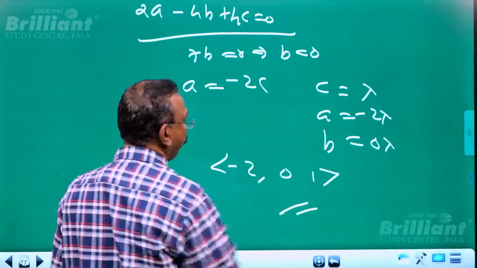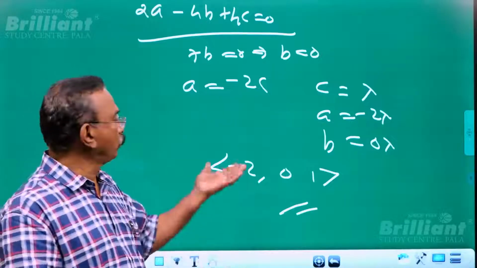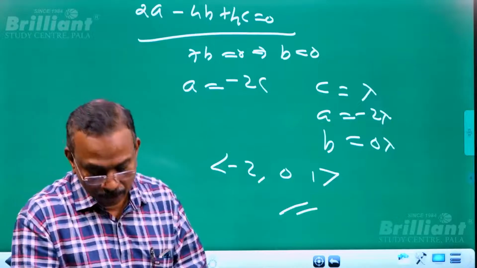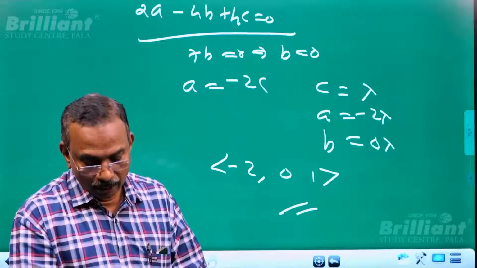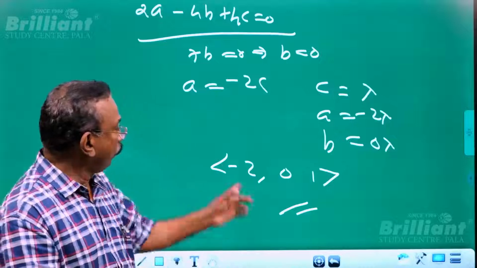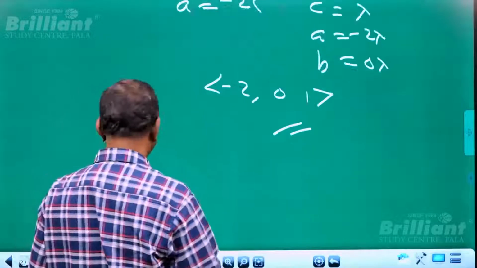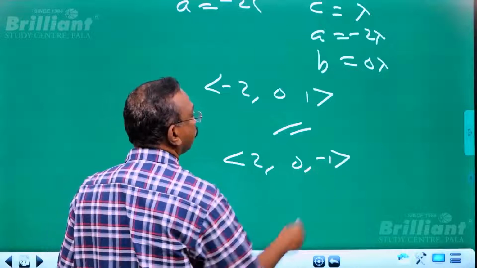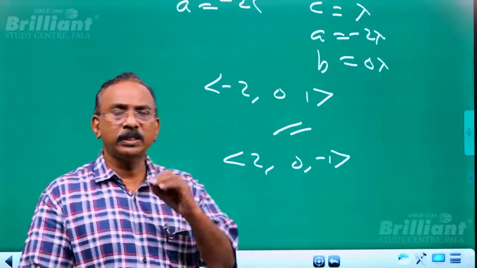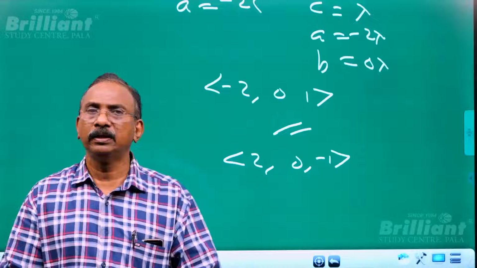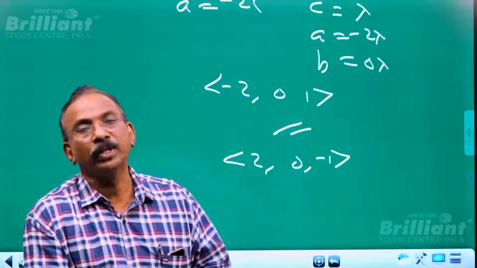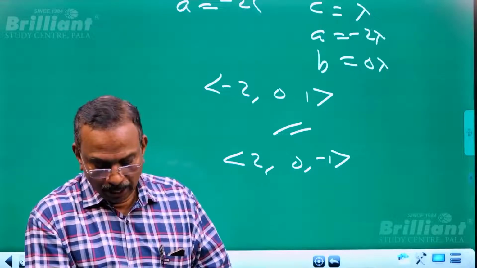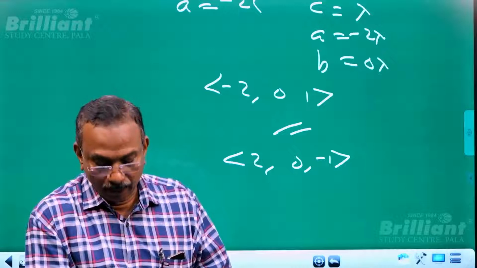So when you multiply by minus 1, you get 2, 0, minus 1, which is also the direction ratio of the required plane. Multiplying by any constant all the time will provide the same direction ratios of the plane. Okay, so here option 4 is the corresponding answer.